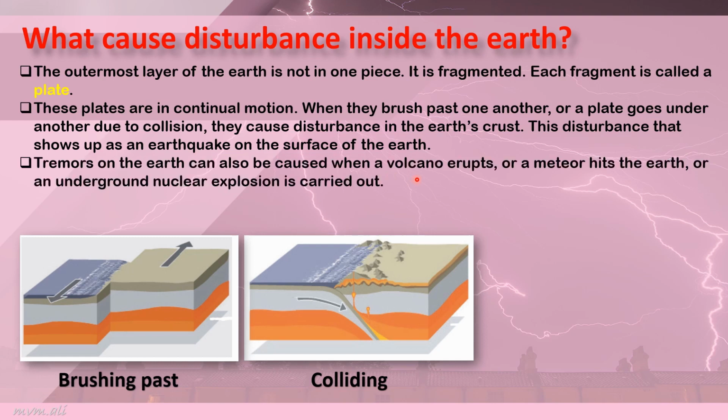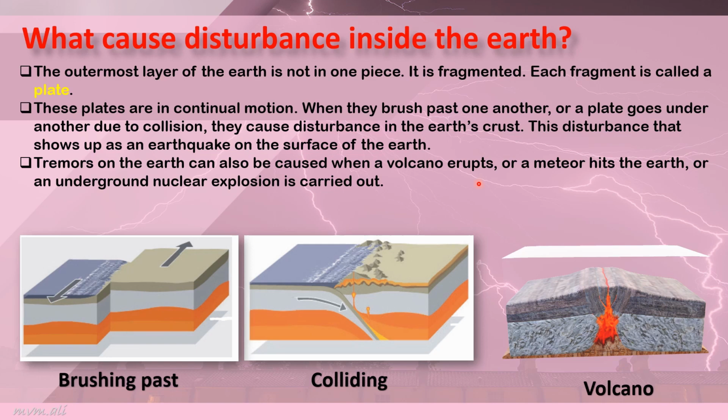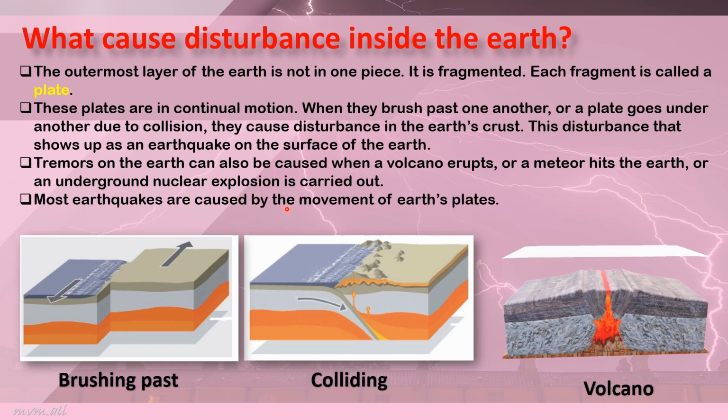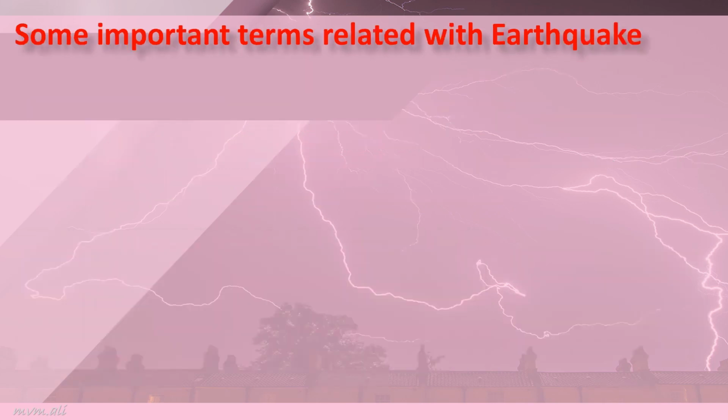Then the third possibility, that is tremors on the earth or the shaking on the earth, are also caused when a volcano erupts. You can see during the volcano eruption, the plates, the outer portion of the earth, get separated. So during that time there will be a shaking. Or a meteor hits the earth, or an underground nuclear explosion is carried out. But these are the less likely possibilities. Most earthquakes are caused by the movement of the earth's plates. Clear?